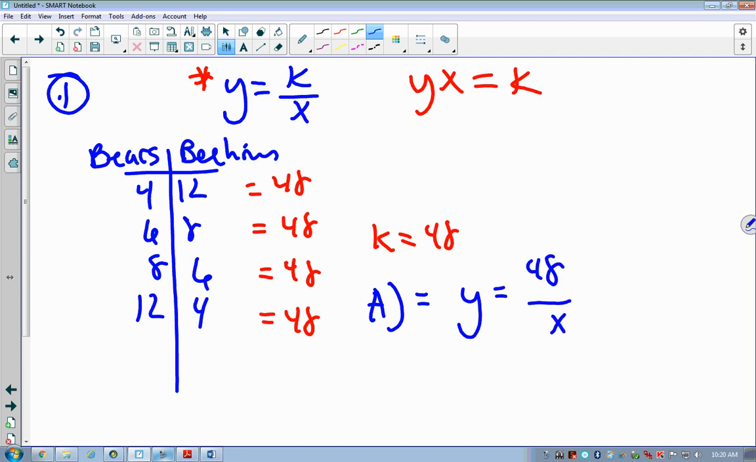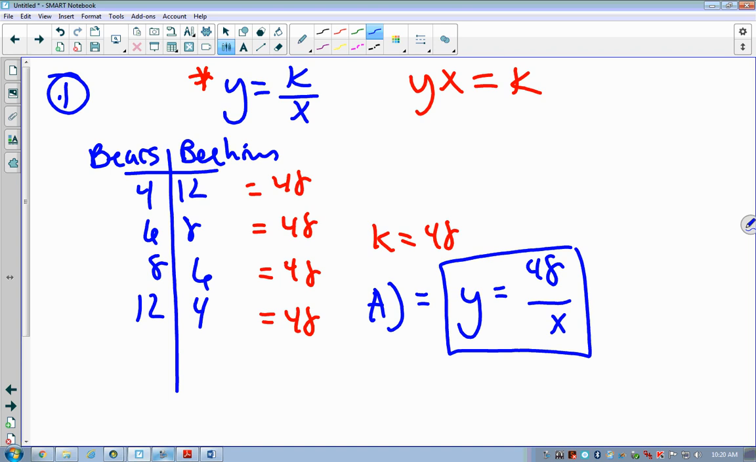That is right. Okay, so we have to find our constant first and then plug it into our inverse variation equation, because what this tells me is that if I know how many beehives I have, I can tell you how many bears there are, right? If I know how many bears there are, I can tell you how many beehives there are, right? Because by getting to 48, it allows me to solve based upon just one variable, okay?